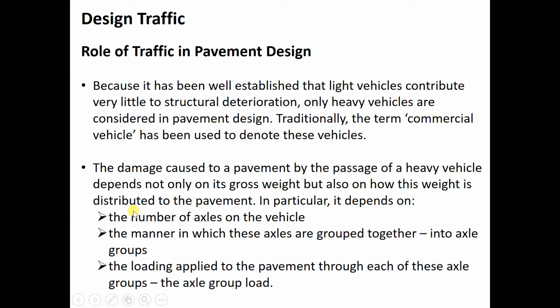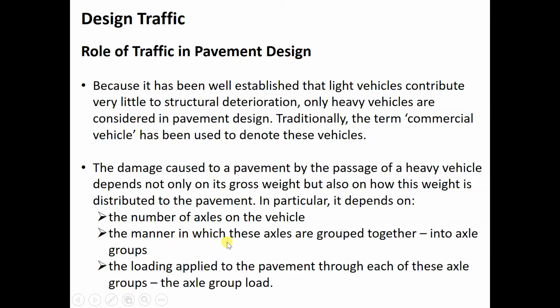So the number of axles is different. A rigid truck has probably about 2 axles, 3 axles, or 4 axles, compared to the articulated truck, which has more, sometimes 6 axles up to around 12 axles.